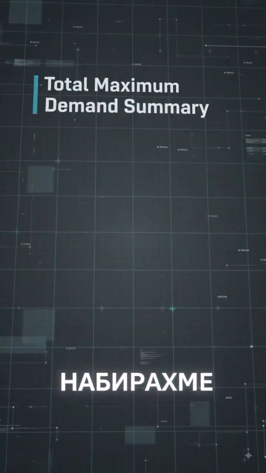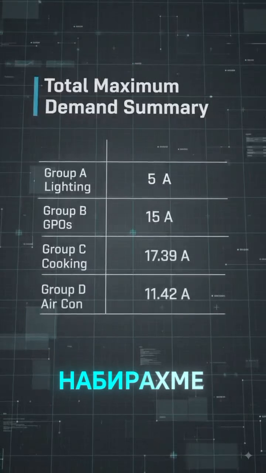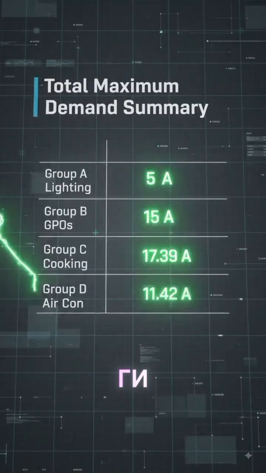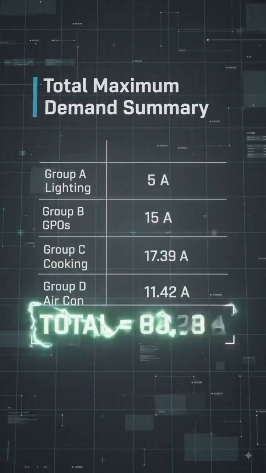Let's review the total maximum demand summary. We list the values from Group A through Group D, giving a total of 48.881 amps. Then you get the total maximum demand now. And now you can get the cable size and circuit breaker also.